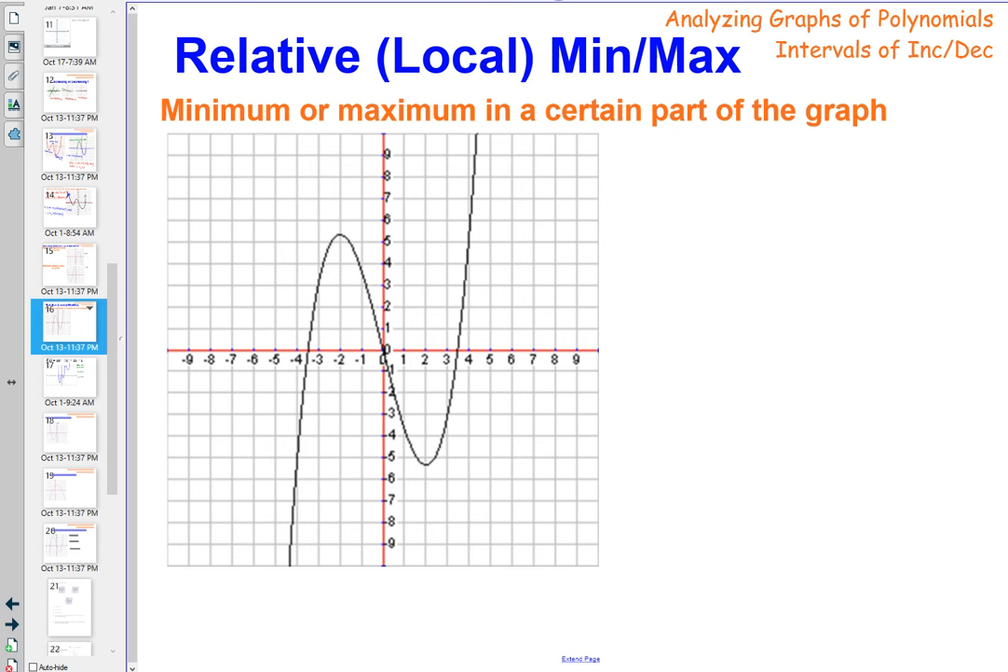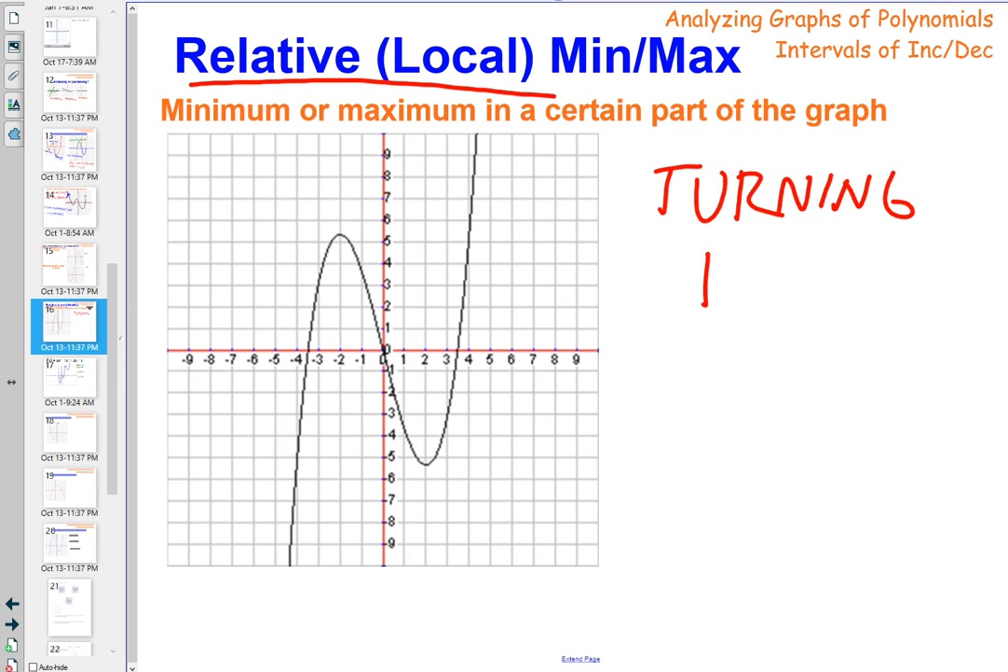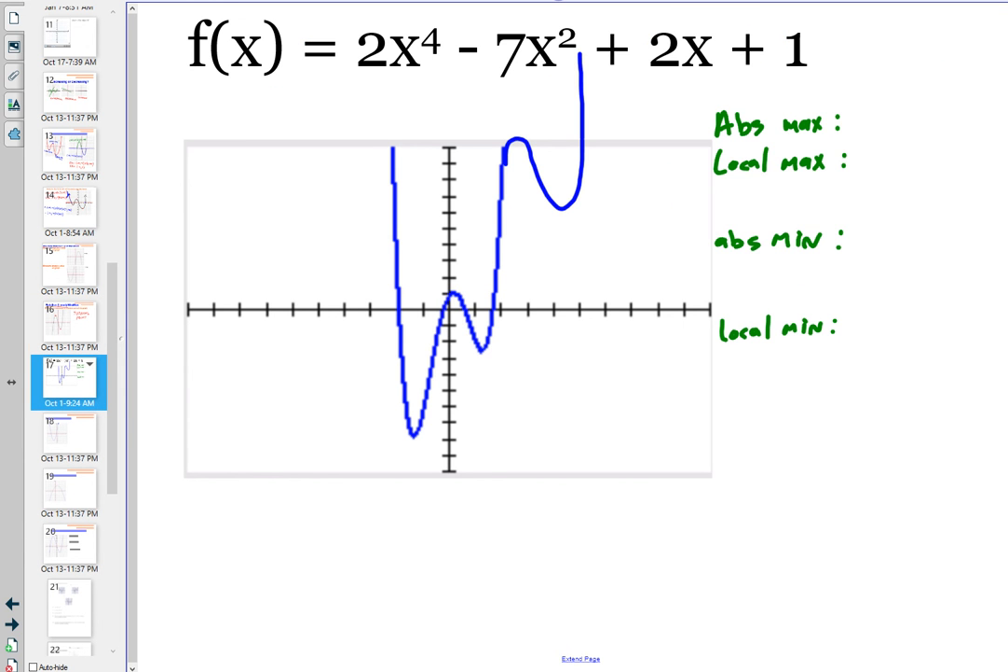A local max or min is basically just a turning point. You can add this: if you see relative or local max, those are just fancy words. Now, a turning point could also be absolute if it just happens to be the highest or lowest point on the graph. What type of a max is that? Local. What type of a min is this? Also local. All right, so here's a graph. Let's identify an absolute max, a local max, an absolute min, and a local min.